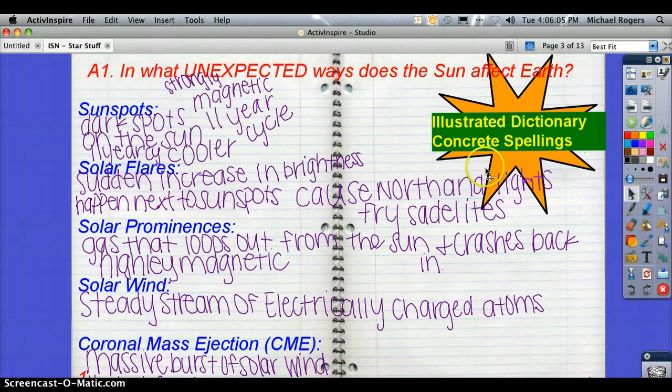And what I'll try to do on each of these pages is also give you some suggestions on some right-sided activities. So for this right-sided activity, I would recommend an illustrated dictionary entry for these things, so you draw pictures of them, or concrete spellings, which I think would be really creative too.